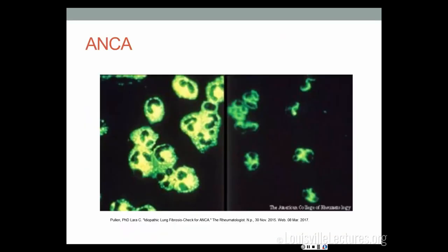So this is the C-ANCA. What's lighting up here is the little bilobed nucleus in the neutrophil, and the entire cytoplasm is lighting up. So that's a C-ANCA pattern. And then on the right it's lighting up around the nucleus, a perinuclear ANCA pattern.